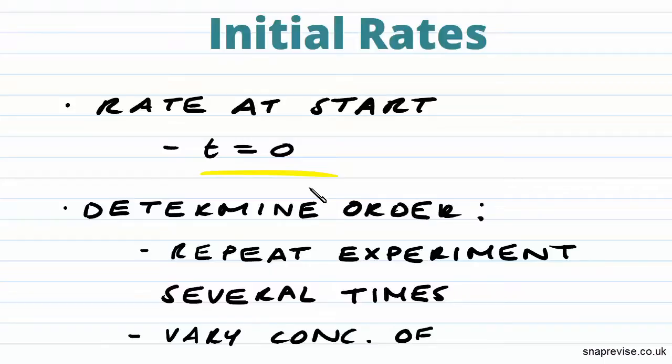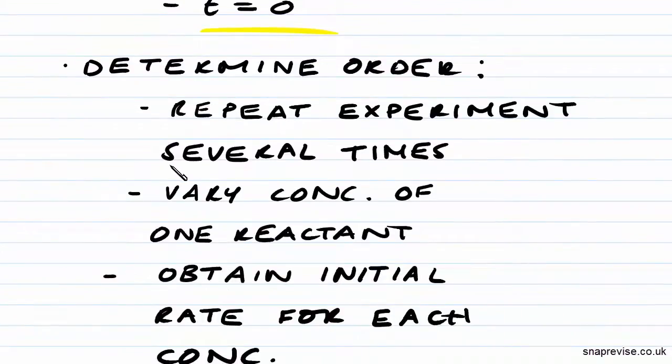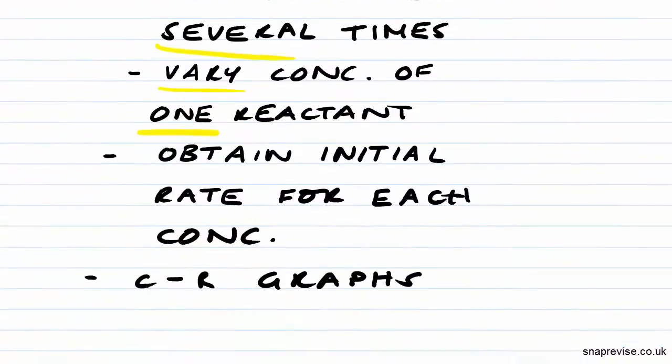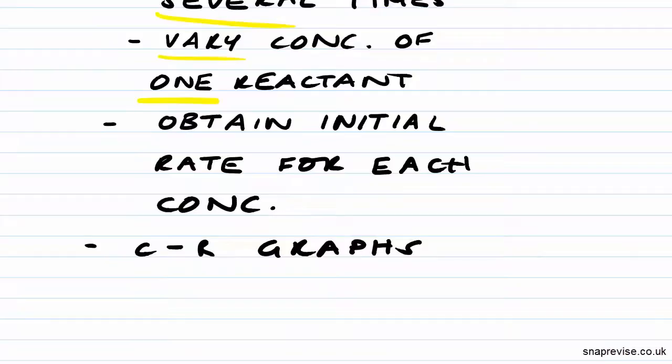So how do we do this? Well, we repeat our experiment several times. Each time we vary the concentration of one reactant and only one reactant. We obtain an initial rate for each concentration and record this, and we'll then plot concentration against rate on a concentration rate graph, where concentration, which is being changed, is on the x-axis and rate is on the y-axis. And the unique shape of these concentration rate graphs will allow us to predict the order of the reactant.